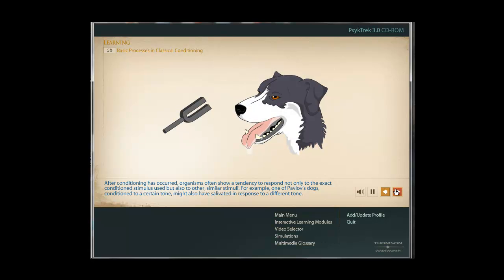After conditioning has occurred, organisms often show a tendency to respond not only to the exact conditioned stimulus used, but also to other similar stimuli. For example, one of Pavlov's dogs, conditioned to a certain tone, might also have salivated in response to a different tone.